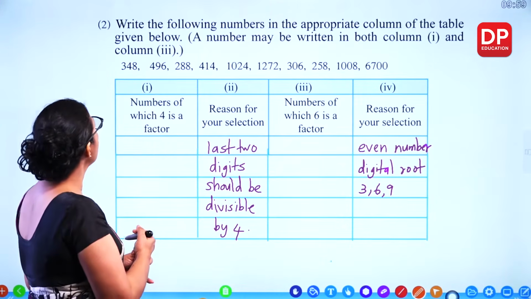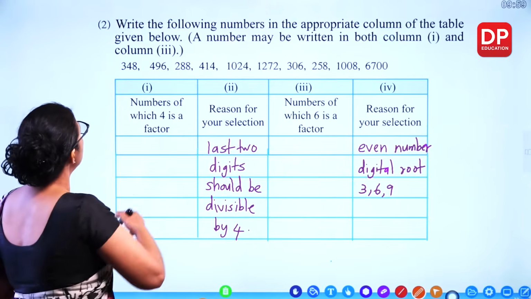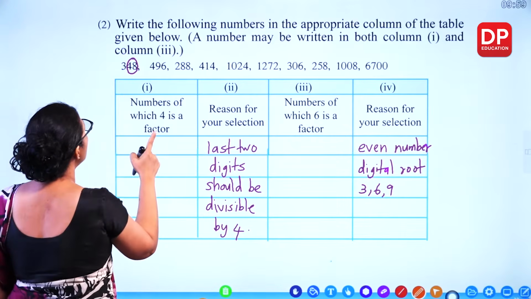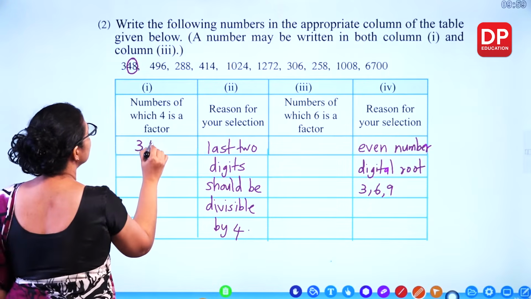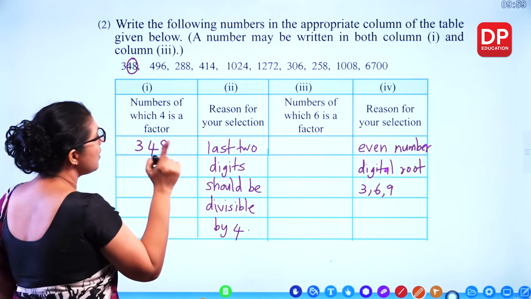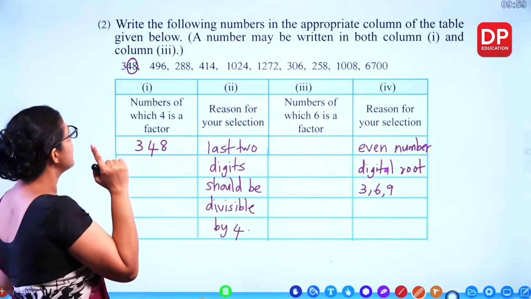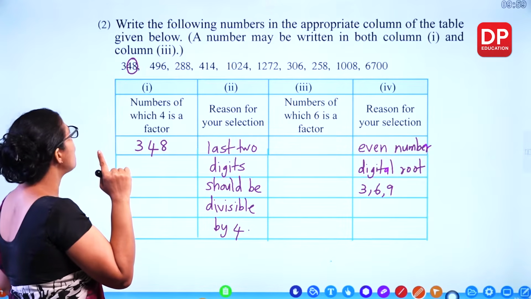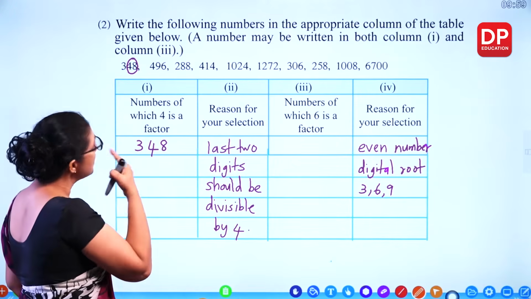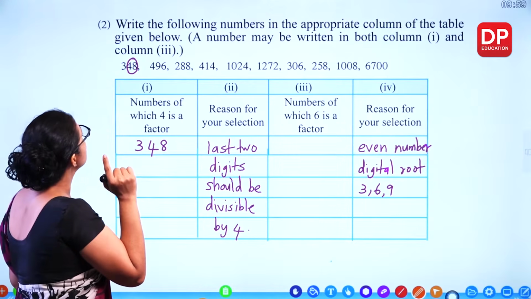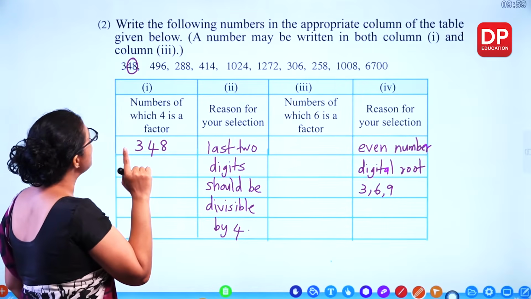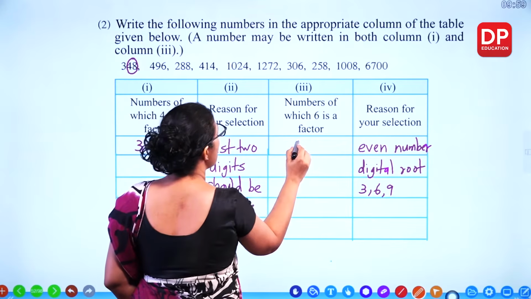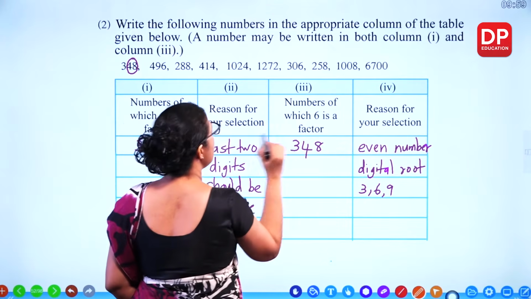Now we'll check each one. 348. Last two digits 48. So divisible by 4. Now check whether it's divisible by 6. It's an even number. What's the digital root? 8 plus 4, 12. 12 plus 3, 15. 15 means 1 plus 5, 6. So digital root is there. So you can write this number again here.